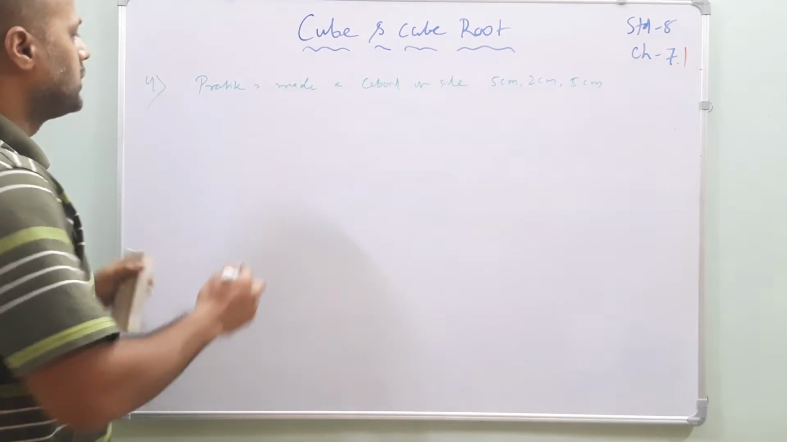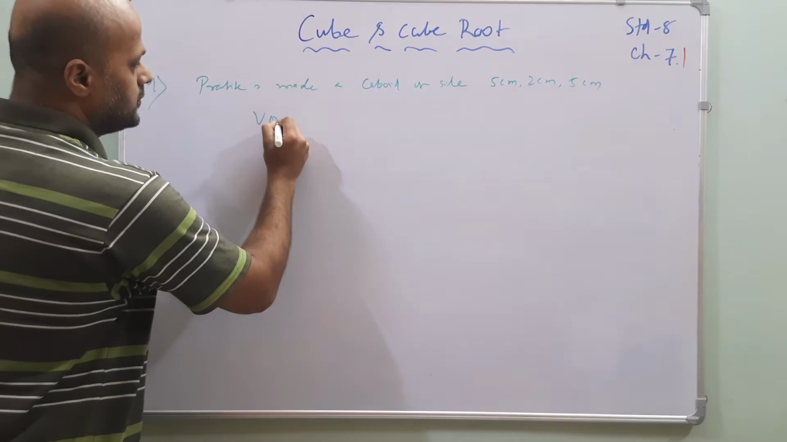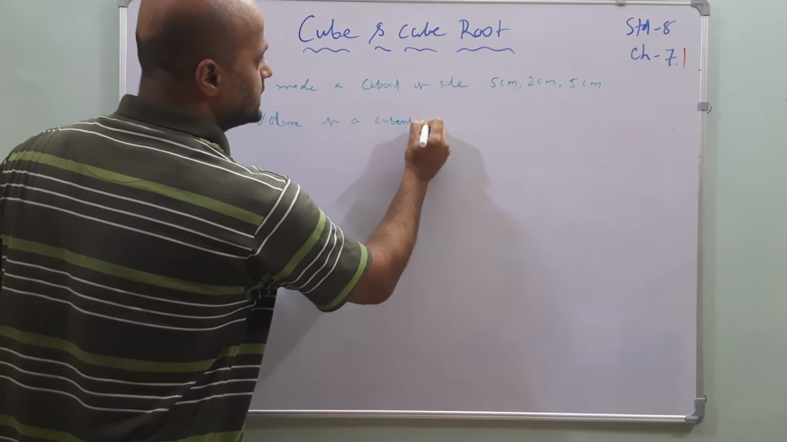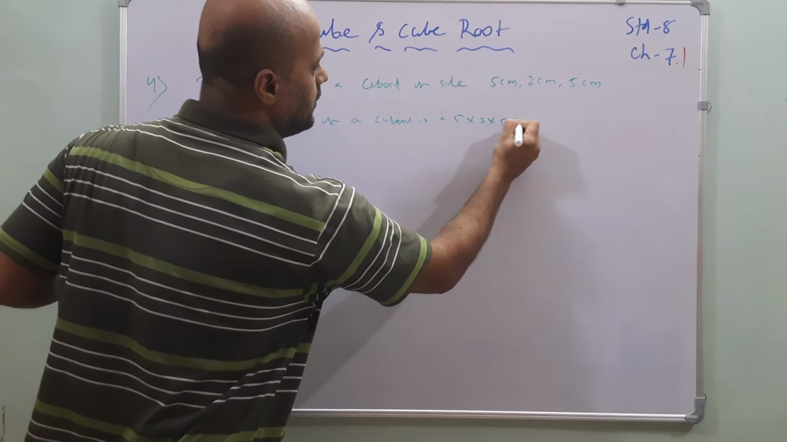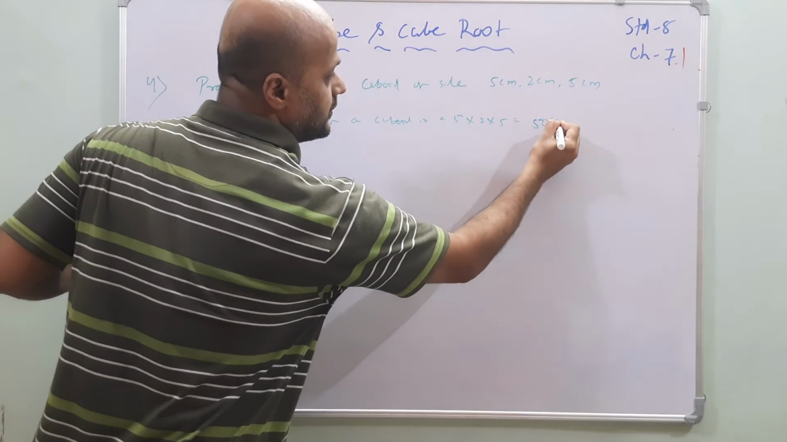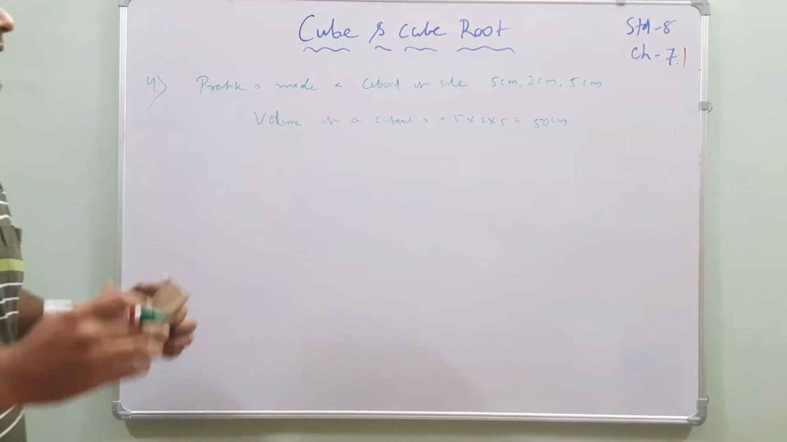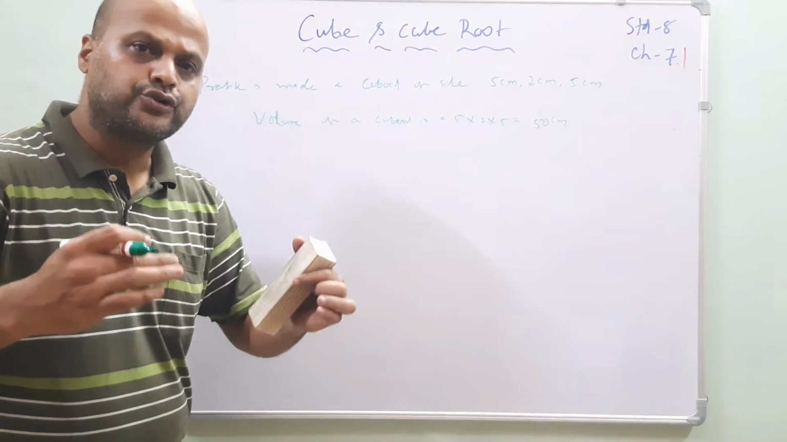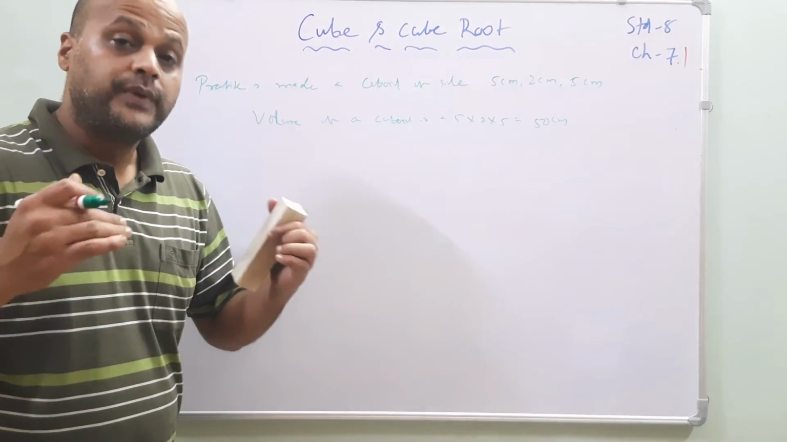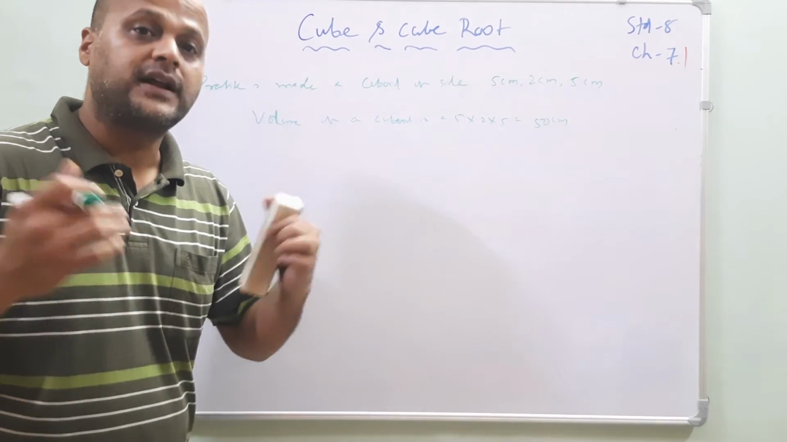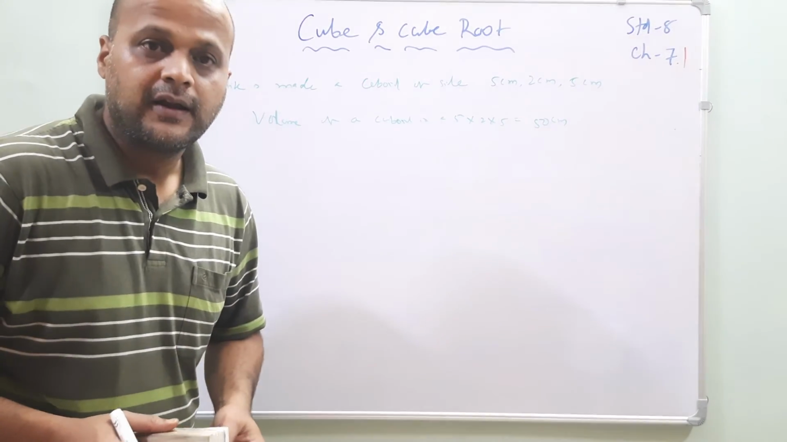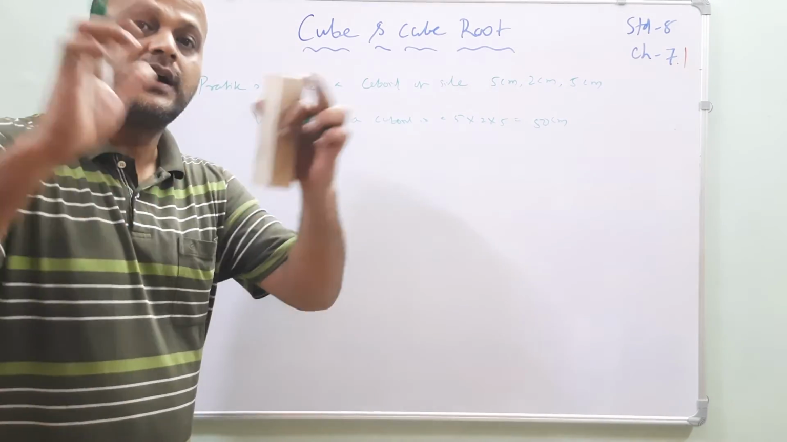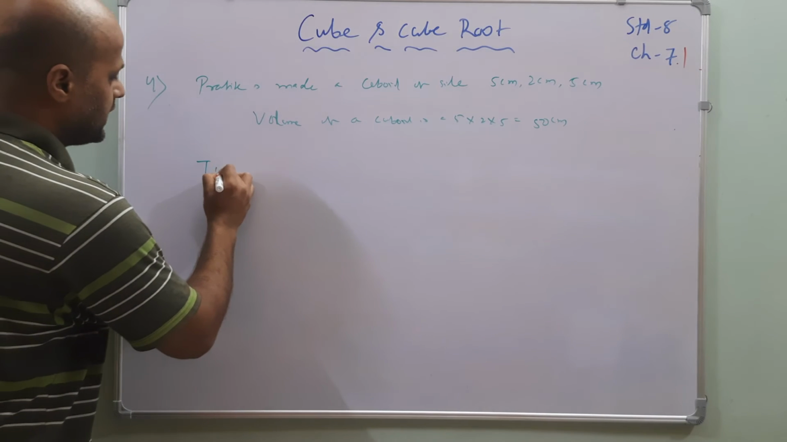Then what is the volume of the cuboid? The volume of a cuboid is how much? 5 into 2 into 5, which is 50 cm cubed. Now the question is saying that to make this cuboid into a cube, how many more cuboids are required to make the cube?